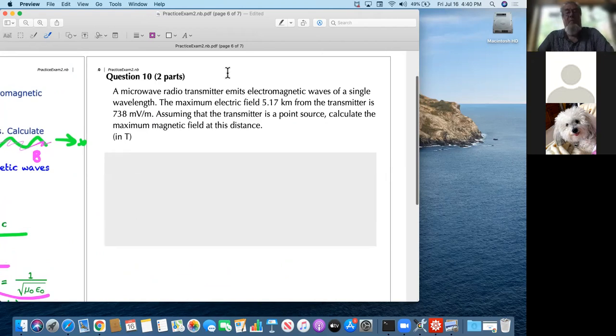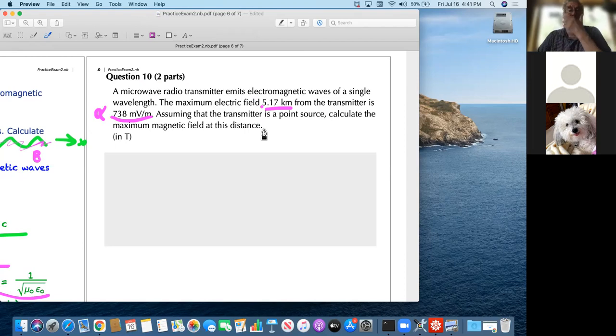Here's another one involving electromagnetic waves. You have a radio transmitter, that is to say an antenna, which emits electromagnetic waves with a single wavelength. The maximum electric field is 738 millivolts per meter. So that's the amplitude. But of course, it depends on how far away you are from the antenna. So that's at a distance of 5.17 kilometers.